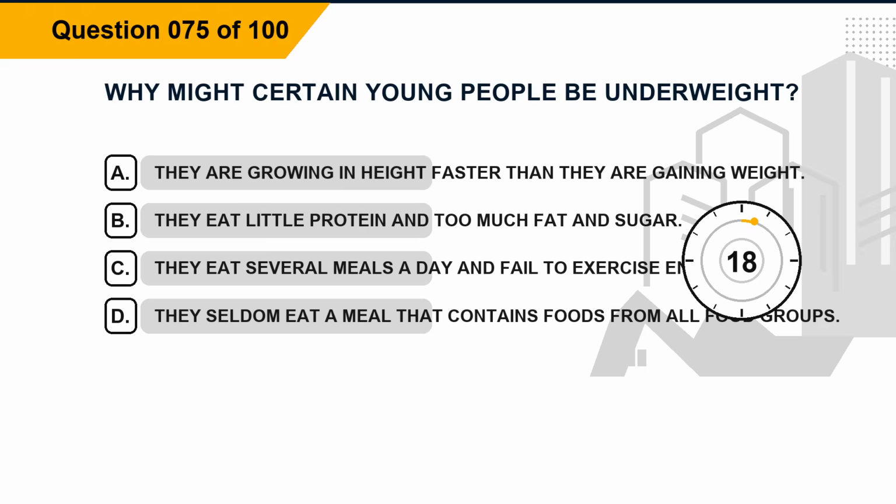Question 75. Why might certain young people be underweight? Option A, they are growing in height faster than they are gaining weight. Option B, they eat little protein and too much fat and sugar. Option C, they eat several meals a day and fail to exercise enough. Option D, they seldom eat a meal that contains foods from all food groups.